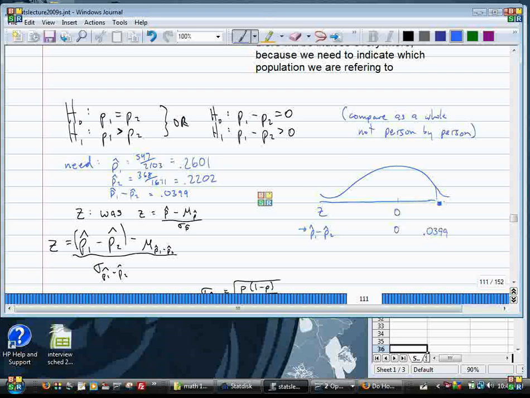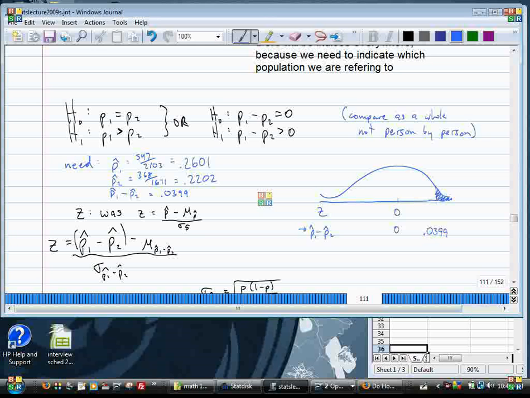And then what else do we do? Shade where? Shade to the right because it's a greater than problem. Okay. You got 0.0399 by subtracting 0.2601 and 0.2202, right? Yes, exactly, because we're writing down values for P1 hat minus P2 hat. Okay. So that's how we found our value.